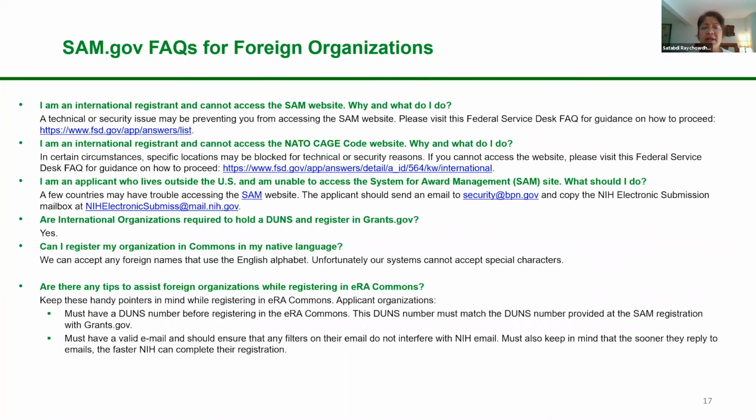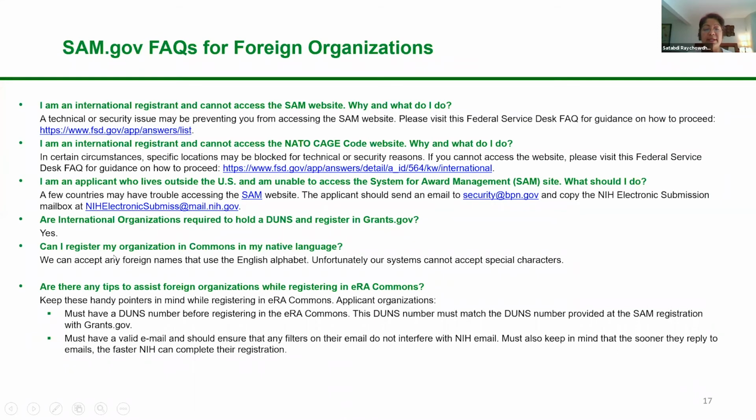So there is a list of FAQs that I have listed here for SAM.gov and for foreign organizations. And I don't need to read through each one of these questions, but I will take a couple of them. Are international organizations required to hold a DUNS registration to register in grants.gov? Yes, you do need a DUNS registration number to register in grants.gov.